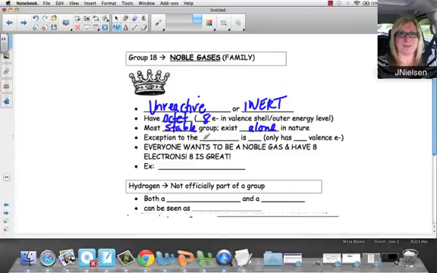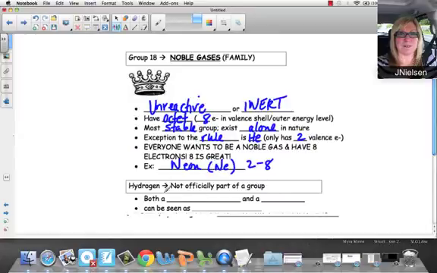Exception to the rule is helium, which only has 2 valence electrons. Everyone wants to be a noble gas and have 8 because 8 is great. And an example of that would be neon, 2-8. So when we talk about bonding in a later unit, you're going to see that elements will either give up electrons or gain electrons in order to get 8 in its valence shell.